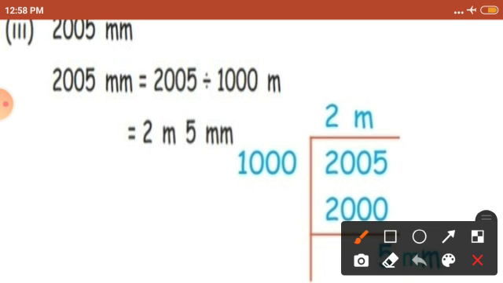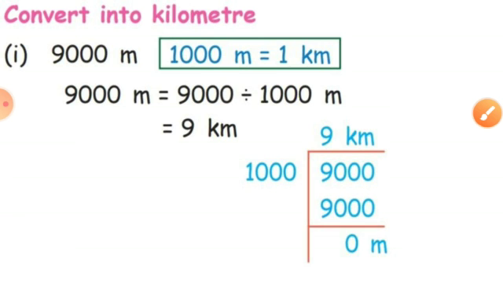First write 2005 as the dividend and next write 1000 as the divisor. Let's see how many thousands are in 2005. There are 2000s, right? So 1000 twos are what? 2000. Subtract this, you will get 5 as remainder and 2 as the quotient. The 2 is called as 2 meter and the remainder is 5 millimeter. So the answer is 2 meter 5 millimeter.